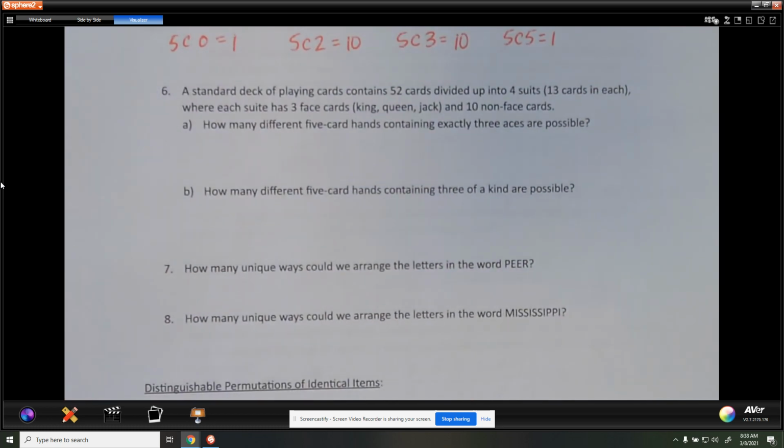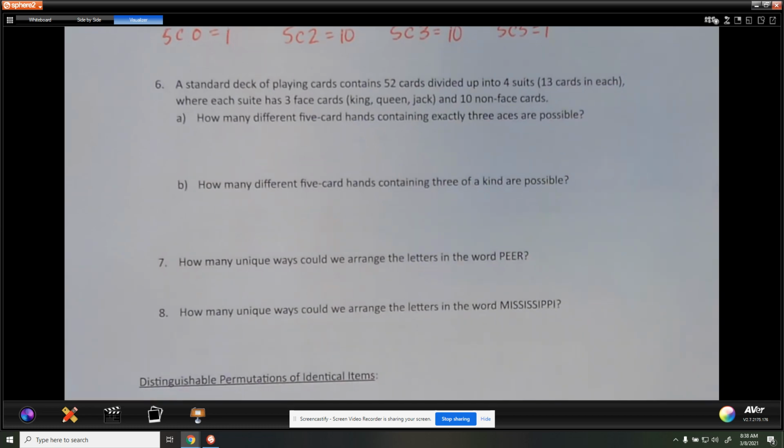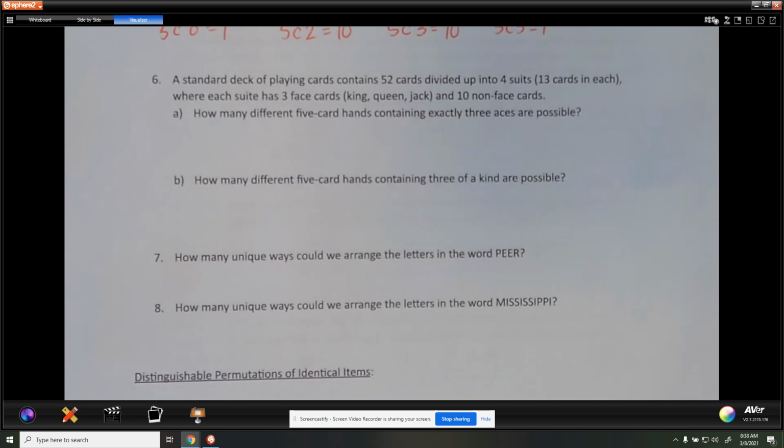A standard deck of playing cards contains 52 cards divided into 4 suits and 13 cards in each, where each suit has 3 face cards, king, queen, jack, and 10 non-face cards. That's talking about our regular standard deck of cards. So how many different 5-card hands containing exactly 3 aces are possible? We need to figure out how many combinations there are for a 5-card hand that have 3 of a kind.